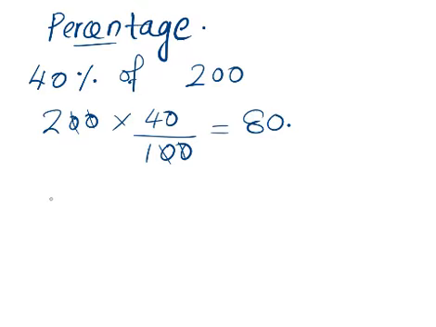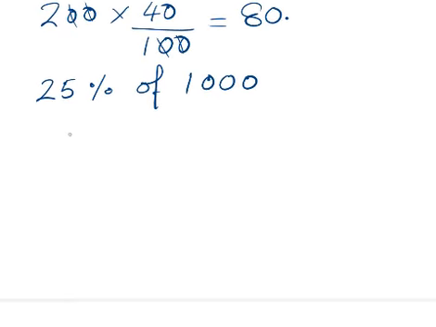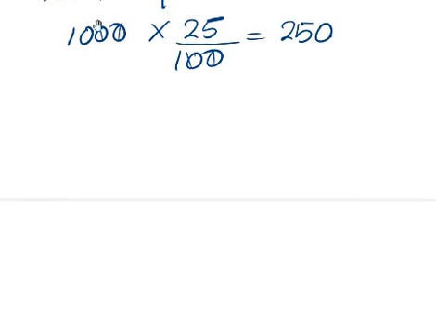Okay, I'll show another example. 25 percentage of 1000. How can we find 25 percentage of 1000? We are going to find the 25 percentage of this number, so we have to write that number first. 1000 times 25 over 100. Then we can cancel these two zeros. Then 100 into 25, that is 250. So 25 percentage of 1000 is equal to 250.